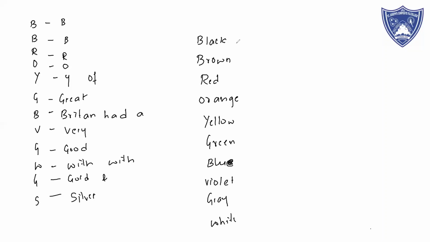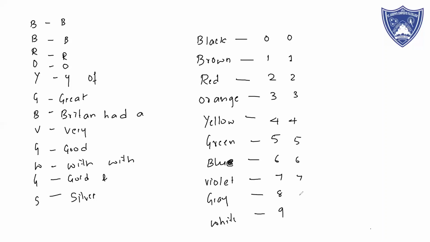So now what is the value of black? It is 0, brown is 1, red 2, 3, 4, 5, 6, 7, 8, and 9. So what will be the multiplier? This is the first digit. And even the second digit, if there is a second band, the value will be the same: 0, 1, 2, 3, 4, 5, 6, 7, 8, and 9. So the value will be the same.